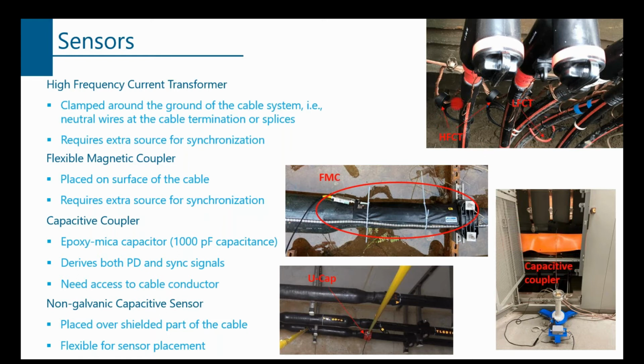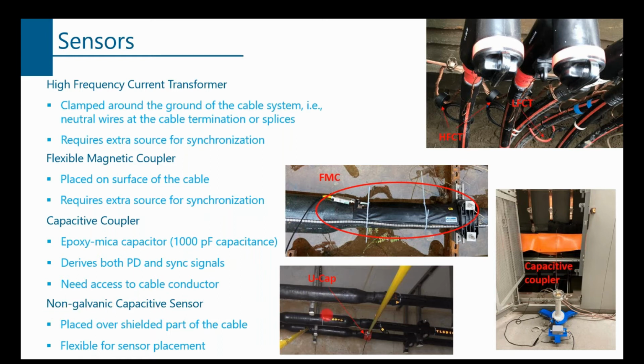So in the case that we cannot use these 2 types of sensors, here are the other 2 sensors that we can use. The FMC, flexible magnetic coupler. For example, if we're testing a splice and there's no ground wire, how are we going to do that? The FMC is a good choice. We can put it next to the splice, and it will capture the PD-induced current going through the sheath. It has similar, a little bit lower sensitivity than HFCT, but since it's very close to the splice, the sensitivity is acceptable.